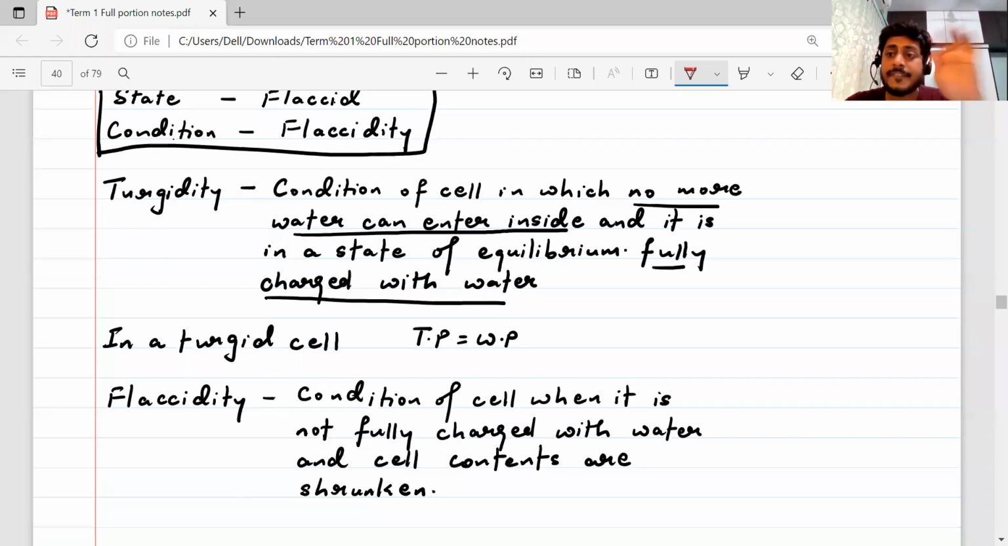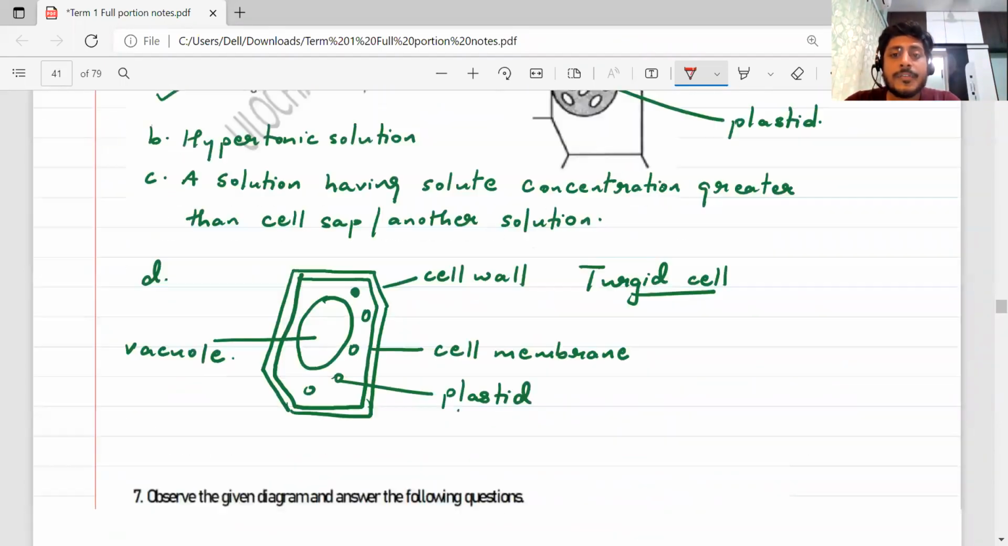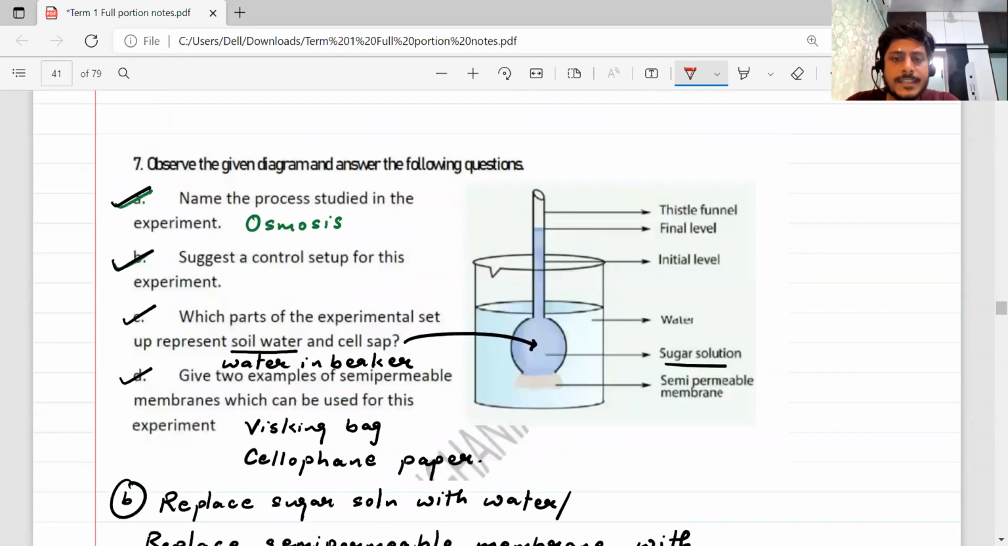So we had seen that the definitions are again important. Then we had seen the idea of another plasmolysed cell.